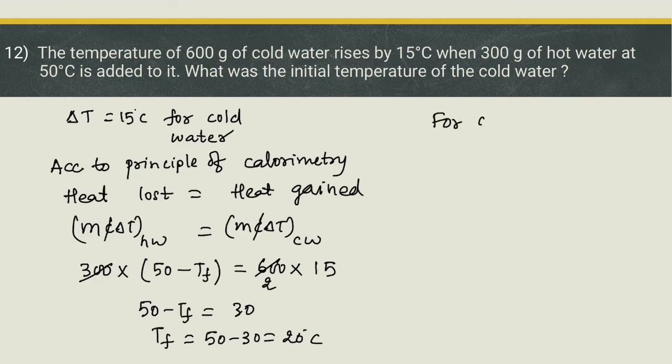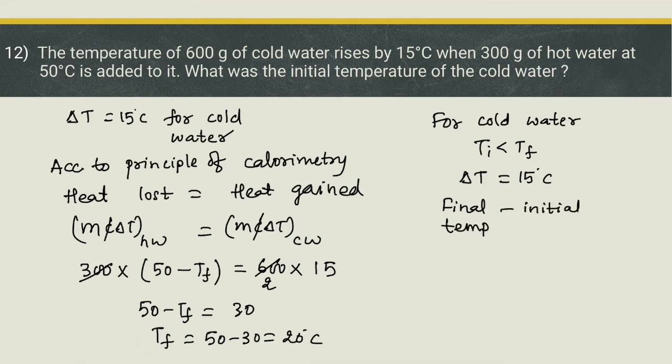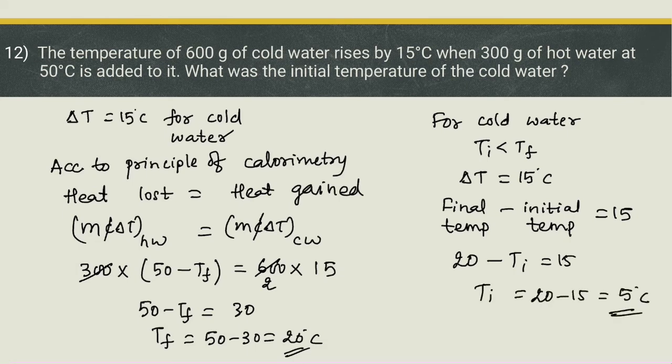Now for cold water, we know that initial temperature is less than the final temperature, right? Or final temperature is more than initial temperature. So for cold water, when we say delta T is equal to 15 degrees Celsius, this is final temperature minus initial temperature is equal to 15. Final temperature of the mixture is 20. So final temperature of cold water is also 20. 20 minus Ti is equal to 15, and hence Ti is equal to 20 minus 15, which is equal to 5 degrees Celsius.